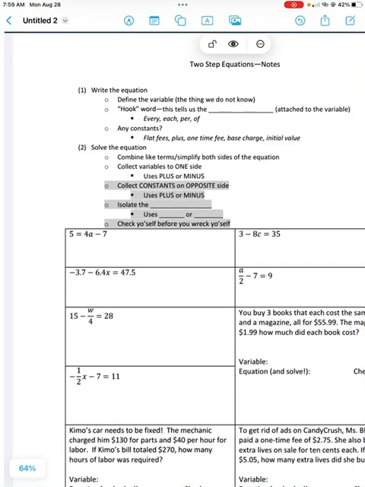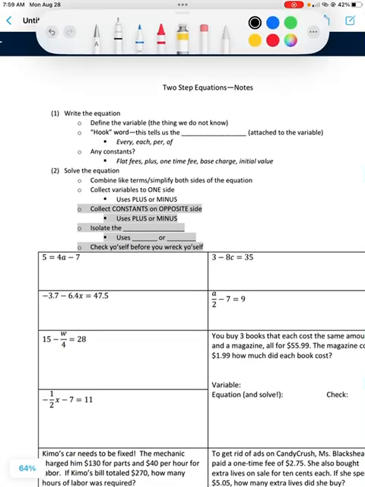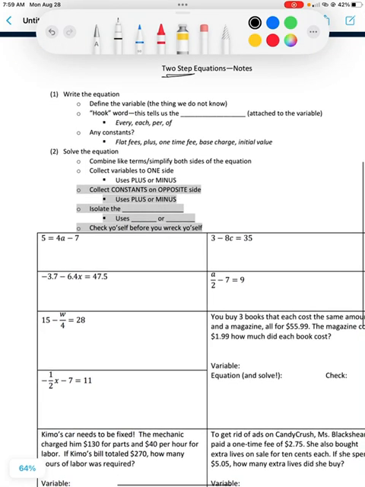Alright, so in this video we're going to review two-step equations. These are equations you learned in 7th grade. Sometimes, in a situation where we have words, we might have to write the equation first. So let me go over that. First you would want to define the variable. Whatever the thing is that you don't know is going to be the variable.